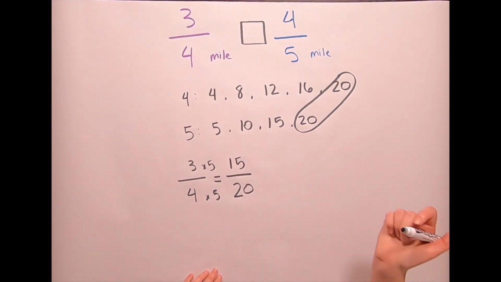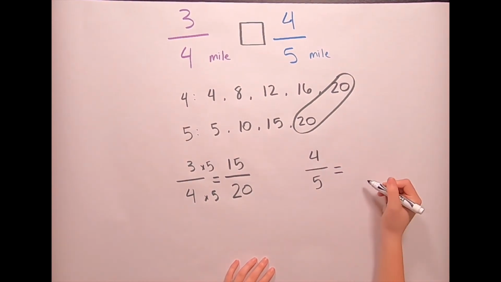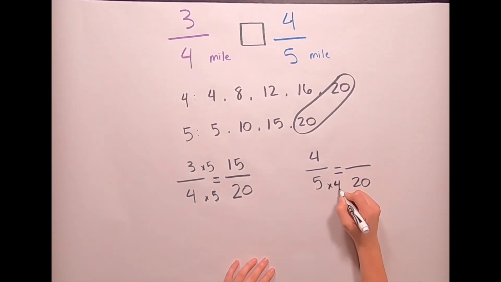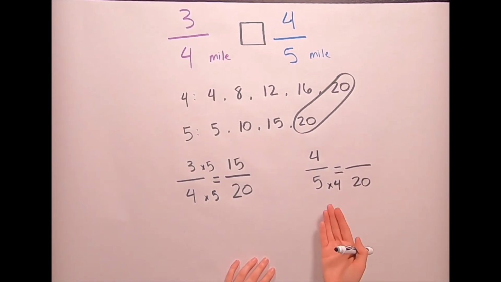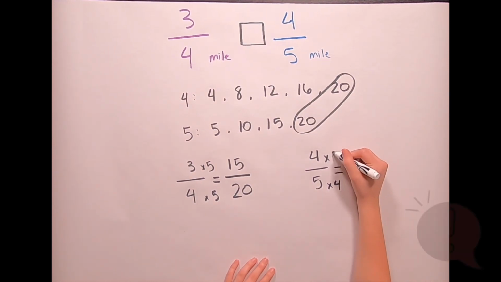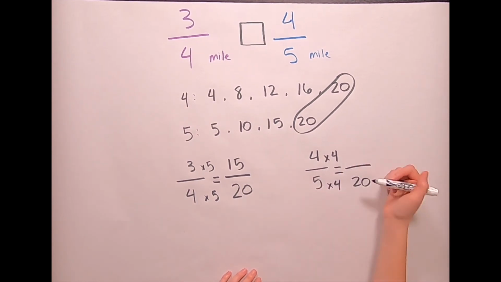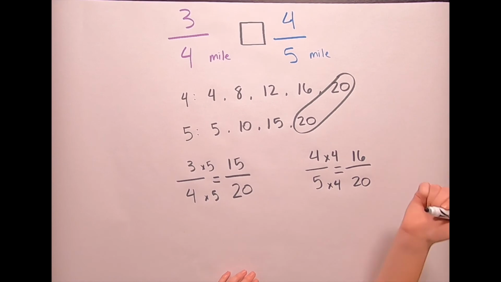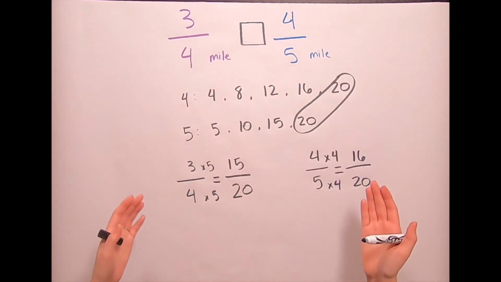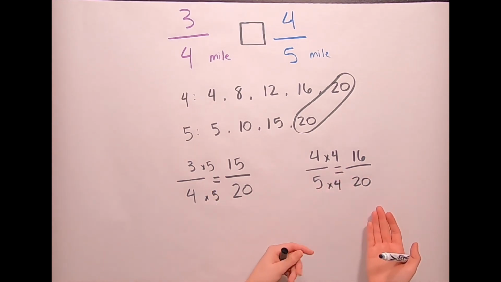Now we have to change the fraction 4/5 so that it has a denominator that equals 20. We said that 5 times 4 equals 20, and what we do to the bottom, we have to do to the top. So, tell me, what is 4 times 4? 16, exactly. So instead of comparing 3/4 and 4/5, we've changed those fractions to compare 15/20 and 16/20.